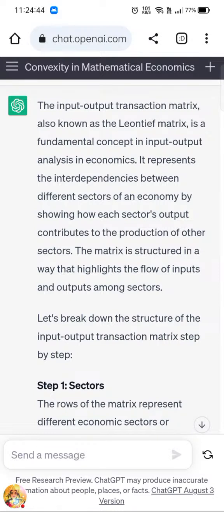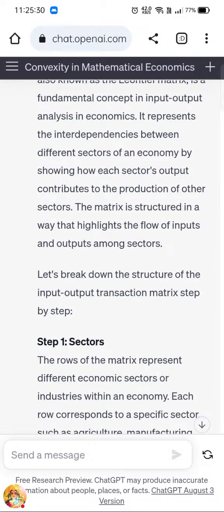It represents the interdependencies between the different sectors of an economy by showing how each sector's output contributes to the production of other sectors. So the input-output, or Leontief matrix, is a simple input-output analysis which represents how the different sectors of an economy are interdependent to produce output by the contribution of other sectors.